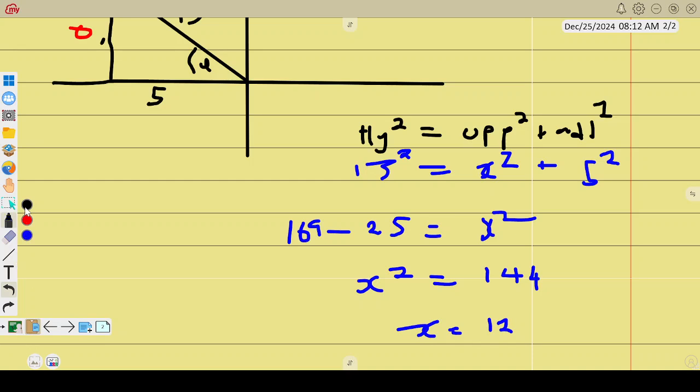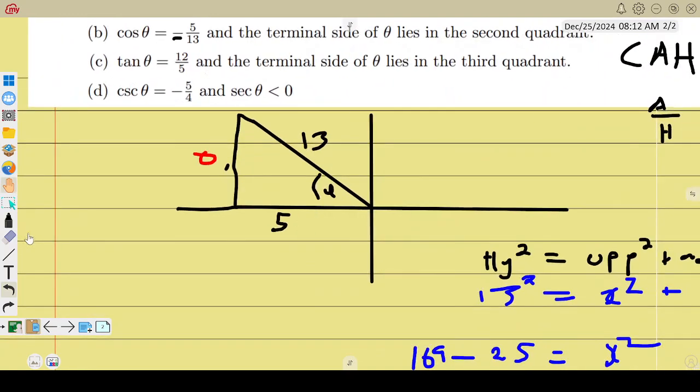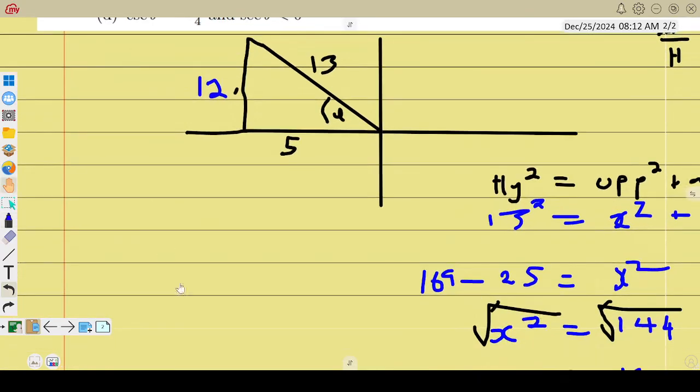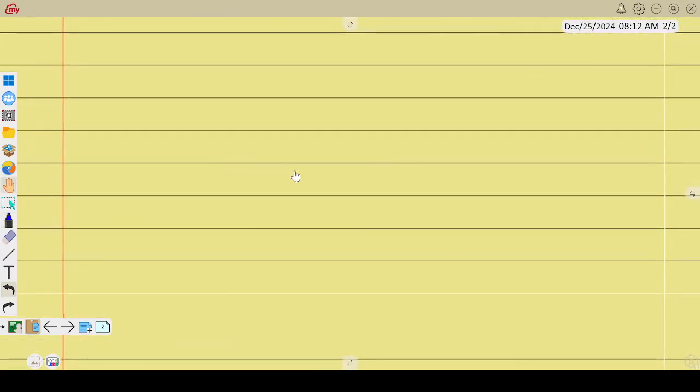Remember, don't be lazy. You have to show all your working. So this is the part where students lose marks. You have to show, okay, I did this, I did that. This cancelled with this. Okay, so x is 12. So if we go back to our xy plane, this opposite, it's 12. This is 12. So when we have something like this, we can even find, so yeah, let's find the trig ratios.